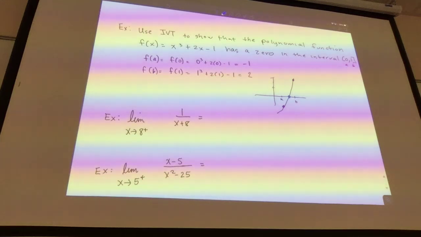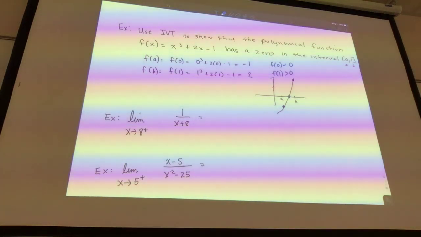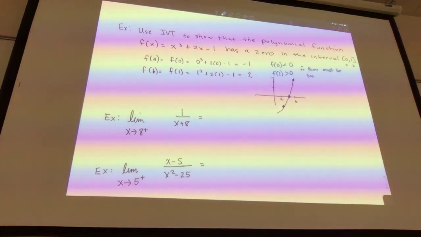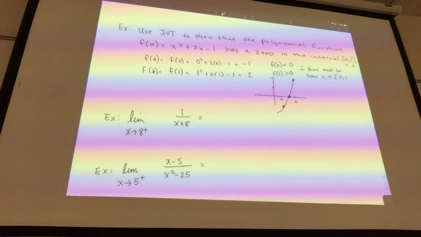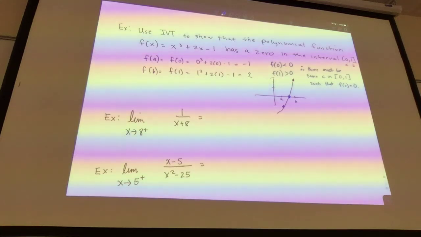So here we would say, the nice way to put it is f of 0 is less than 0. F of 1 is greater than 0. Therefore, there must be some c in the interval 0 to 1, in the interval a to b, such that f evaluated at c is equal to 0.